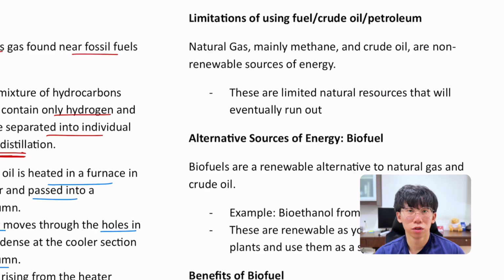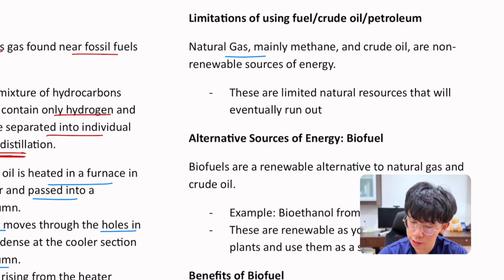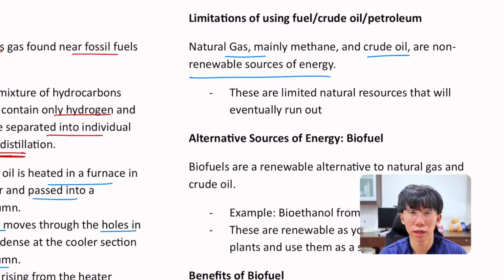Please memorize this. You also need to know about the limitations of using natural gas. Natural gas and crude oil are all non-renewable sources of energy. They are limited natural resources. The more you use, the more they will eventually run out.